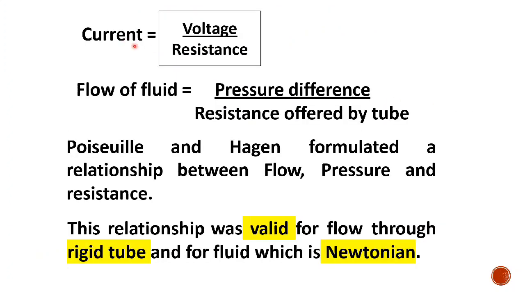They took the basic formula of current equals voltage divided by resistance and converted it into blood dynamics: flow of blood is equal to the pressure difference between the ends divided by the resistance offered by the tube. So this is the relationship between flow, pressure and resistance. But this relationship was valid for the flow of blood through a rigid tube, and the fluid has to be Newtonian. Newtonian fluid means the fluid which is not affected by the flow rate. But this is not possible in real life.